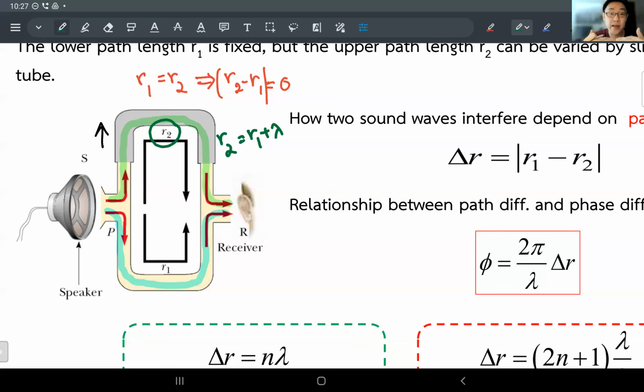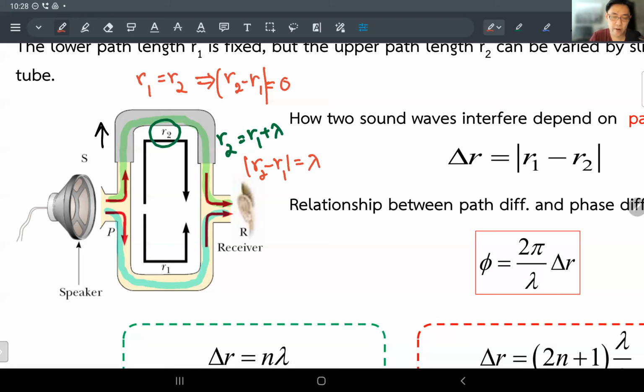Because it has been translated perfectly by one full wavelength, whatever the receiver can observe is going to look exactly the same. It's still oscillating in phase. Everything is oscillating in sync. So you still get a constructive interference anyway. You guys with me? So in this particular case, the distance difference is perfectly one wavelength, and you still get a constructive interference.